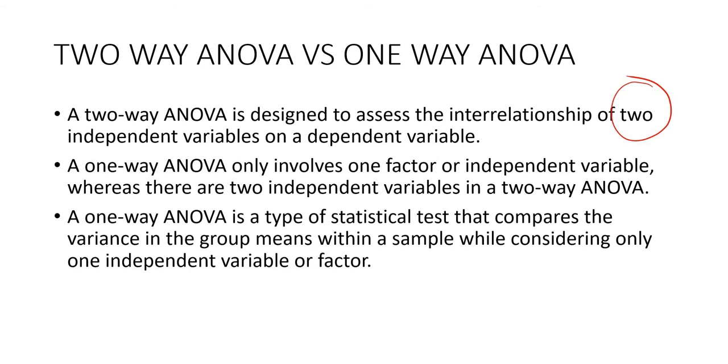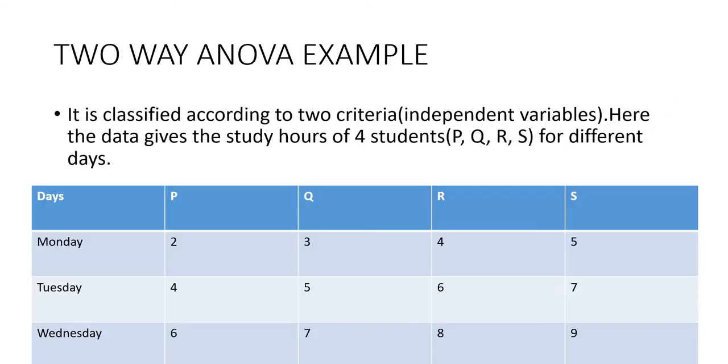A one-way ANOVA is a type of statistical test that compares the variance in the group means within a sample while considering only one independent variable or factor. That's about one-way ANOVA. You know it. Fine. Let's take our practical example.